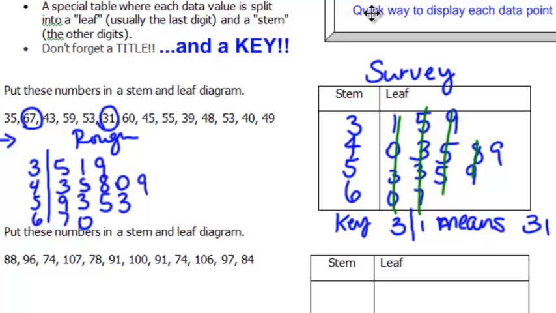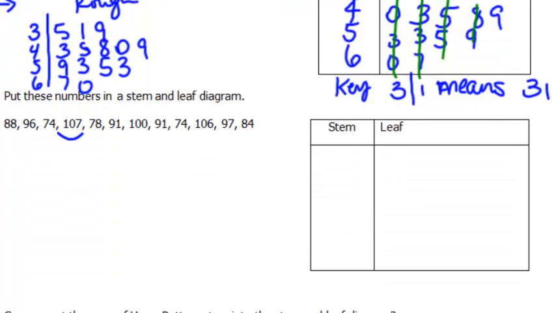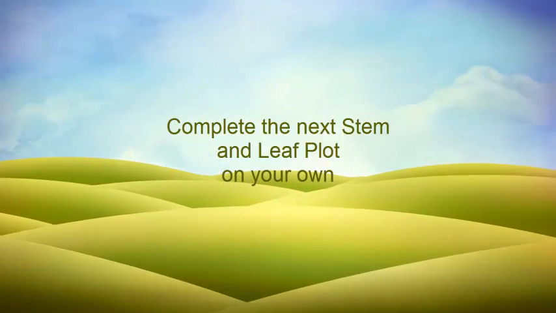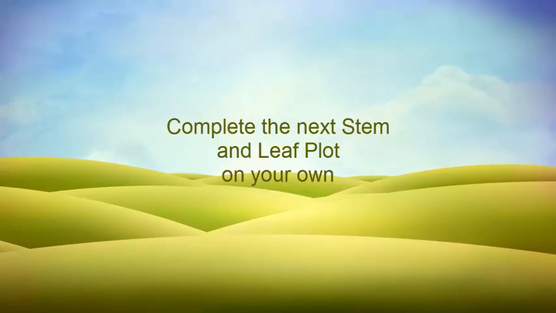Okay? So try the next one on your own, keeping in mind that when there's a 3-digit number, your stem is going to be a 10 and your leaf is going to be a 7. Go ahead and try this one on your own and come back and check with me.